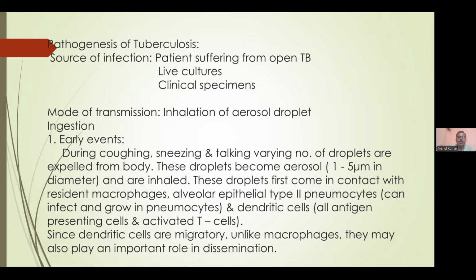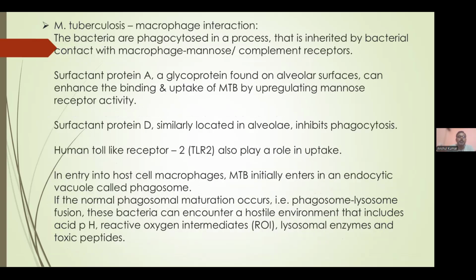Pneumocytes are those alveolar epithelial cells in which the bacteria can infect and grow. They also contact dendritic cells, all antigen presenting cells, and activated T cells. Since dendritic cells are migratory, unlike macrophages, they may also play an important role in dissemination.